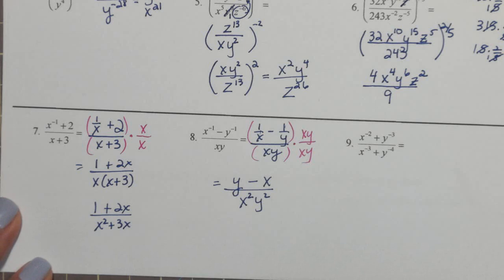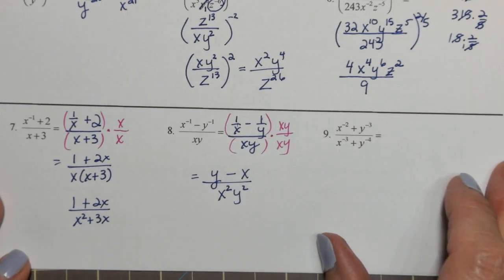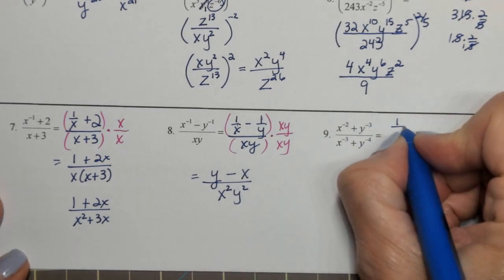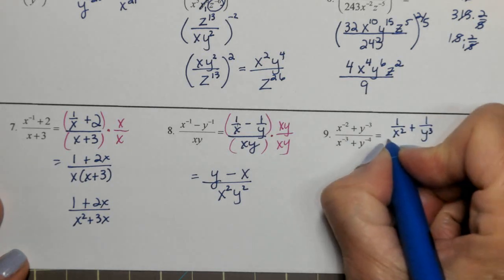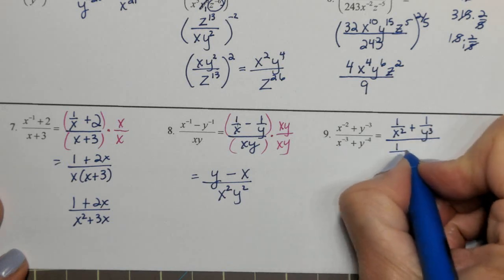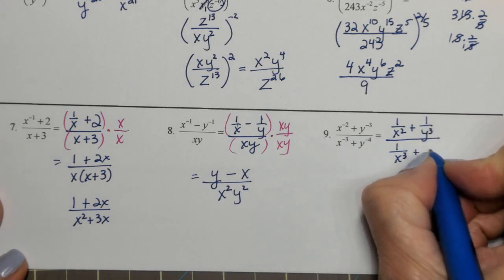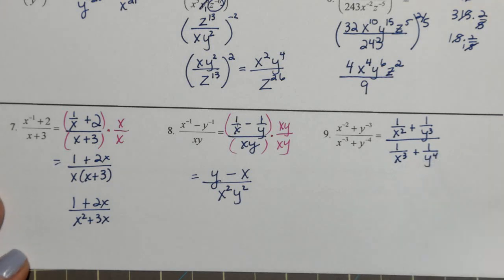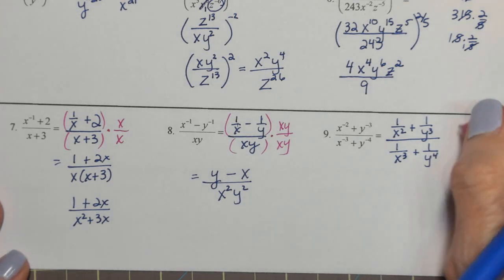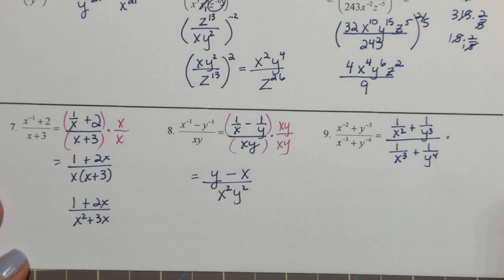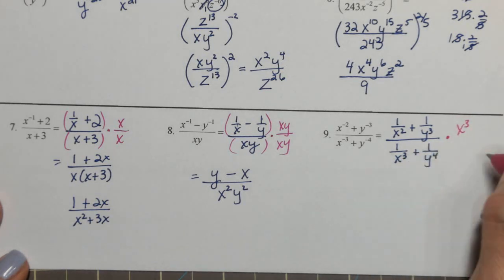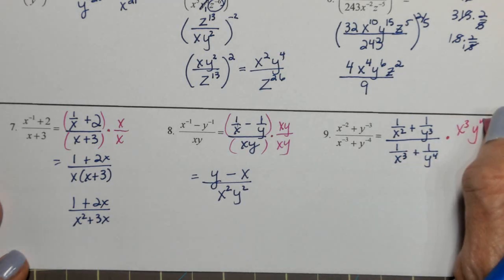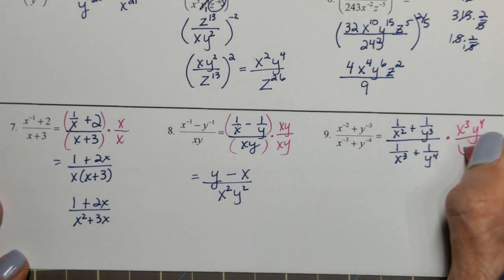Let's do one more. Okay, so this will be 1 over x squared plus 1 over y cubed divided by 1 over x cubed plus 1 over y to the 4th. All right, what are we going to multiply top and bottom by this time to get rid of all of our little denominators? I'm going to multiply it by x cubed because that is the bigger one, and I'm going to multiply by y to the 4th because this one is the larger one.